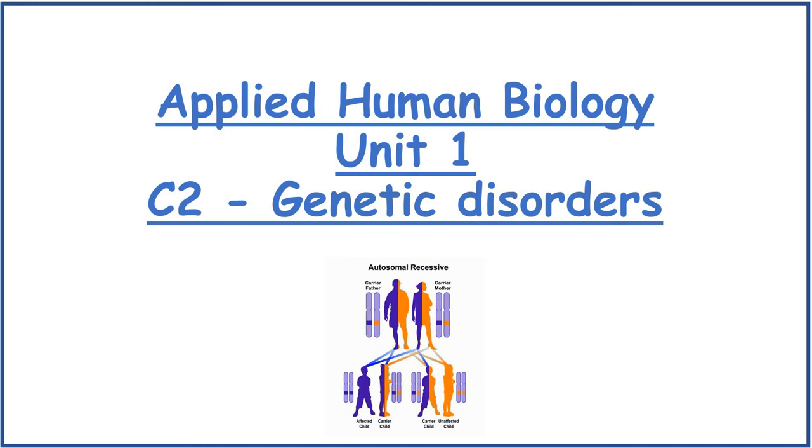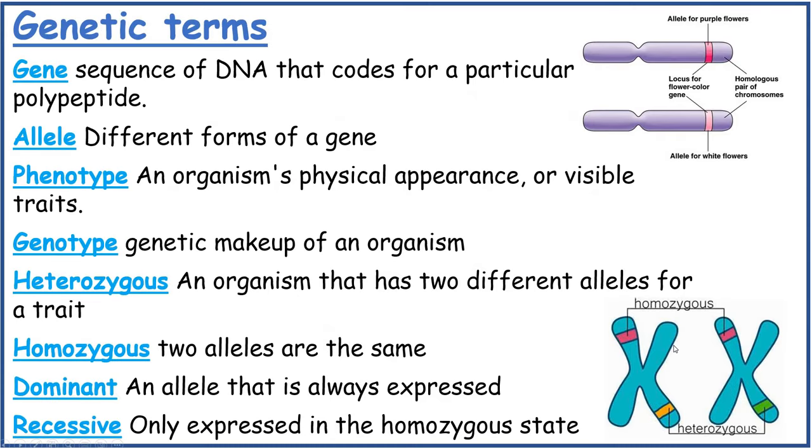Applied Human Biology, Unit 1, C2 Genetic Disorders. So some genetic terms first of all. A gene is a sequence of DNA that codes for a particular polypeptide. An allele is a different form of a gene. A phenotype is an organism's physical appearance or visible traits. Genotype is the genetic makeup of an organism.